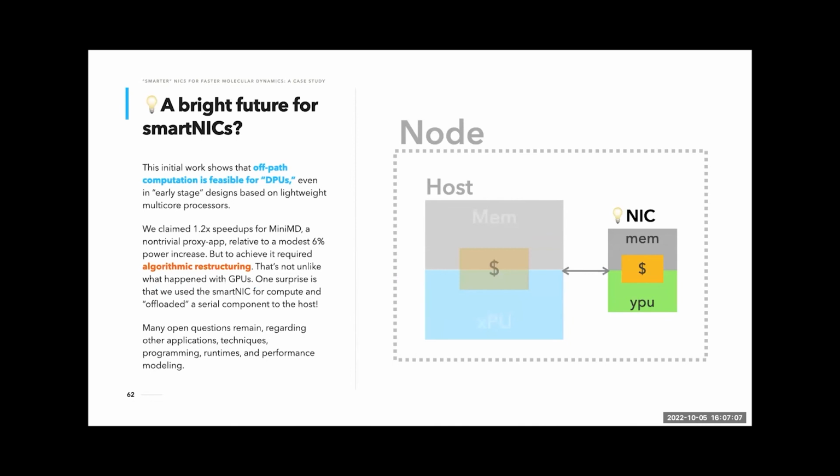The main conclusion is that off-path execution for HPC-type applications is feasible at a modest cost in terms of system power. The catch is that we will need to rethink algorithms and configurations. Looking forward, there is a lot of new work to be done. These include new applications, new algorithmic techniques, new programming models and runtime systems, and performance models to help us decide when and how to use the general purpose processing capabilities of DPUs.